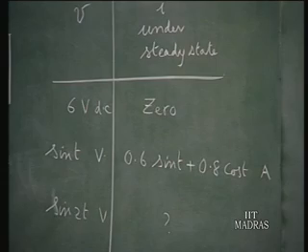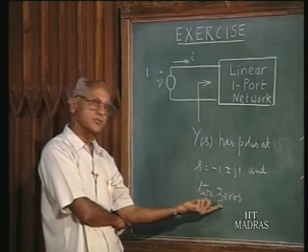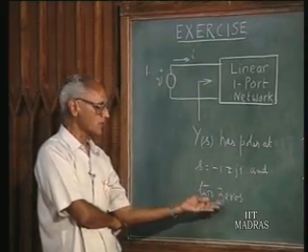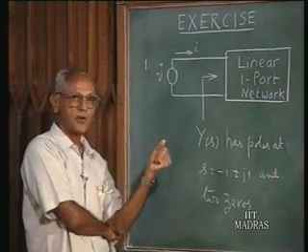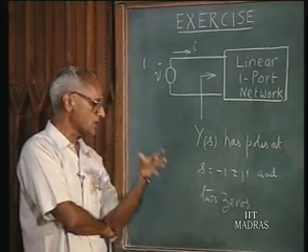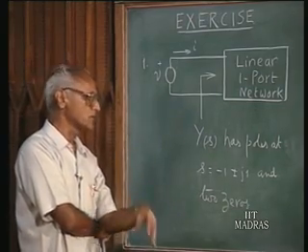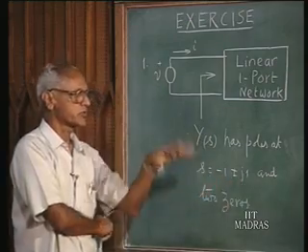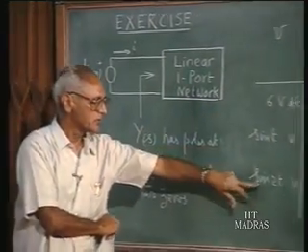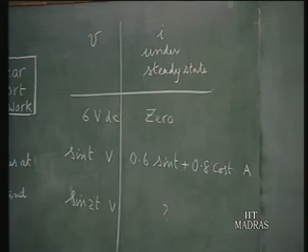So, using these 2 items of data, you should be able to calculate the locations of the 2 zeros as well as the scaling function, because after all the network function will be of the form H times (S minus Z1)(S minus Z2) divided by (S minus P1)(S minus P2), but P1 and P2 are known. So, 3 constants are to be evaluated using these 2 items of data. Using that, you must be able to find out the steady state current when the input is sin 2t volts.